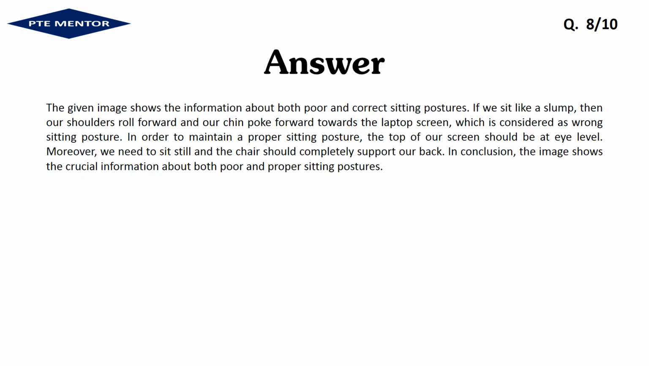The given image shows the information about both poor and correct sitting postures. If we sit like a slump, then our shoulders roll forward and our chin pokes forward towards the laptop screen, which is considered a wrong sitting posture.